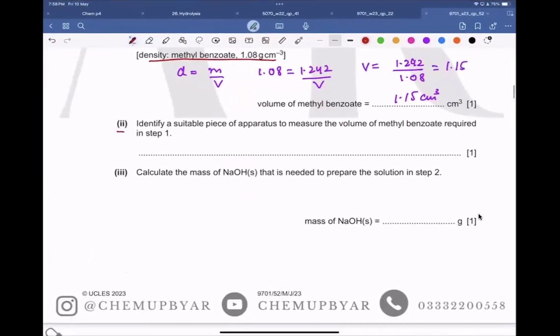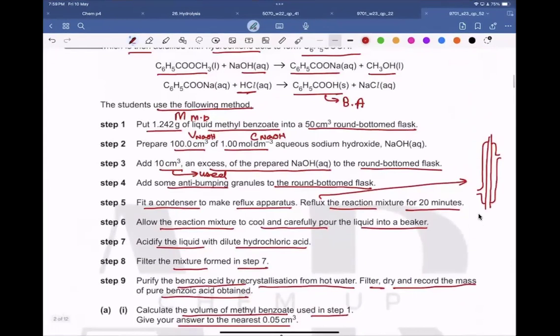Now, identify a suitable piece of apparatus to measure the volume of methyl benzoate required in step 1. Okay. So, see, here sodium hydroxide is in excess, right? If it's in excess, it means that if its volume is not accurate, then it doesn't matter. So remember, for any substance which is in excess, we measure its volume using a measuring cylinder. Is this understandable to all of you?